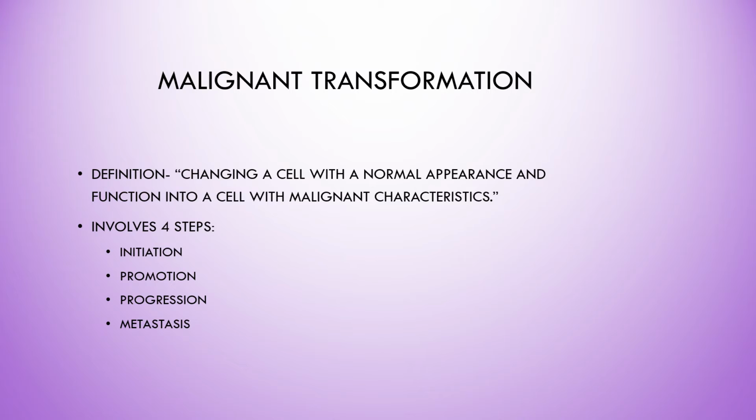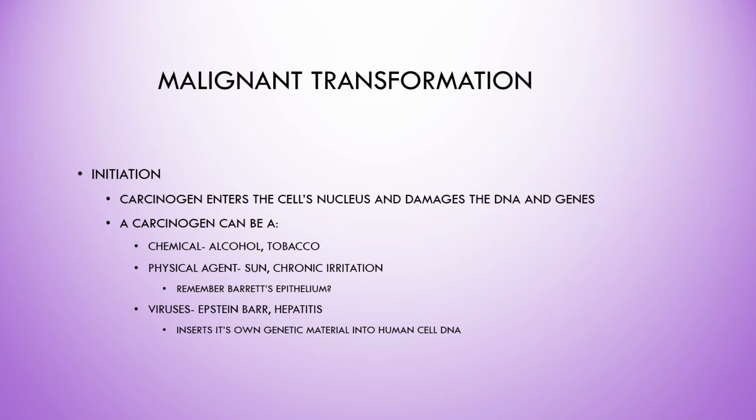Malignant transformation is changing a cell with a normal appearance and function into a cell with malignant characteristics, and this involves 4 steps. Initiation is when a carcinogen enters the cell's nucleus and damages the DNA and genes. A carcinogen can be a chemical like alcohol and tobacco, a physical agent like the sun or chronic irritation, or viruses like Epstein-Barr and hepatitis. So they basically are inserting their own genetic material into the human cell DNA.